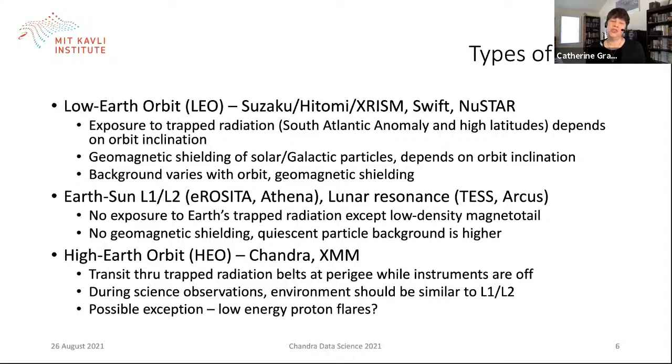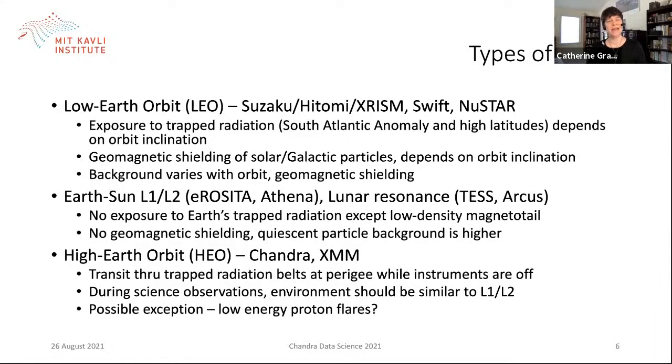You receive geomagnetic shielding of external particle sources like the sun and galactic cosmic rays, and again, how much that matters depends on your orbit inclination. So your background varies along the orbit as you go through different areas of geomagnetic shielding.